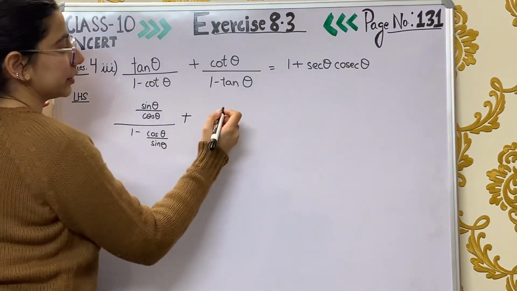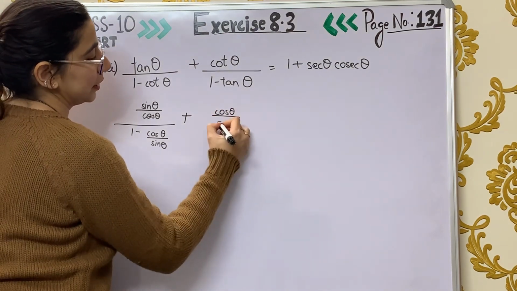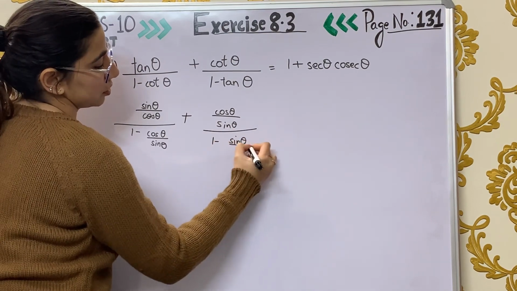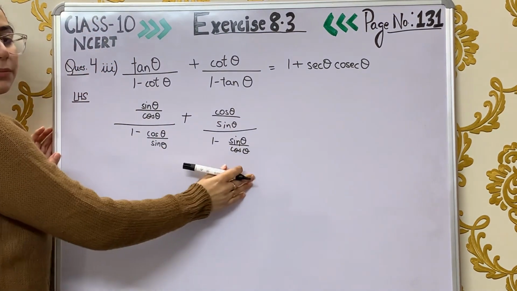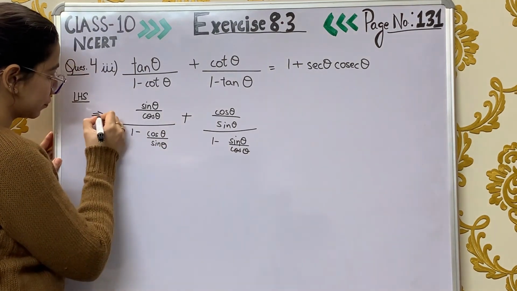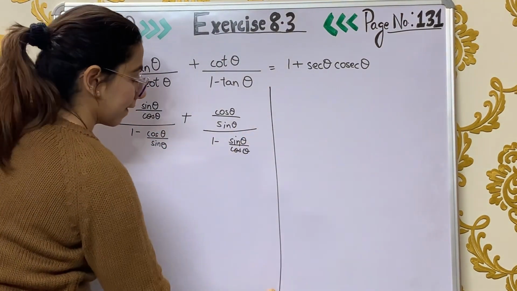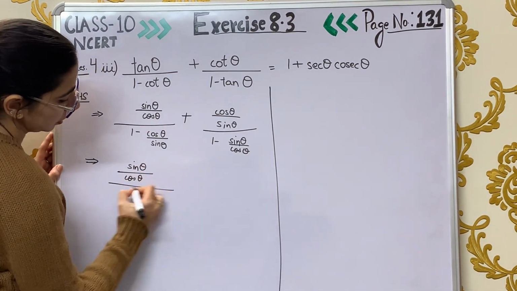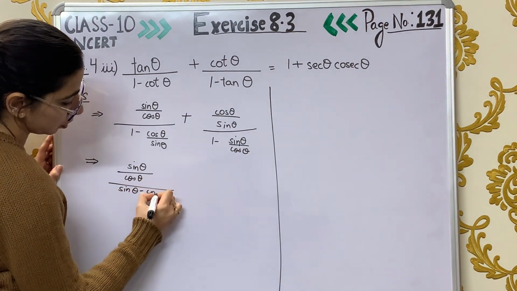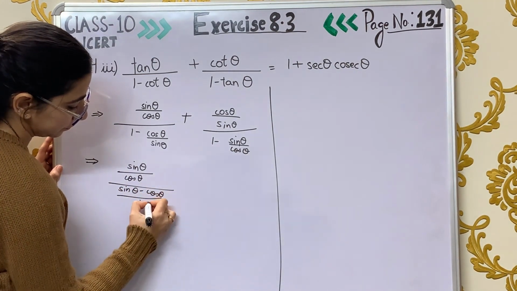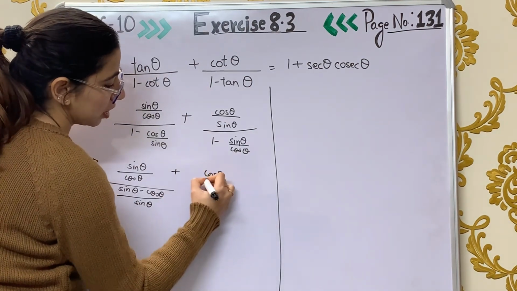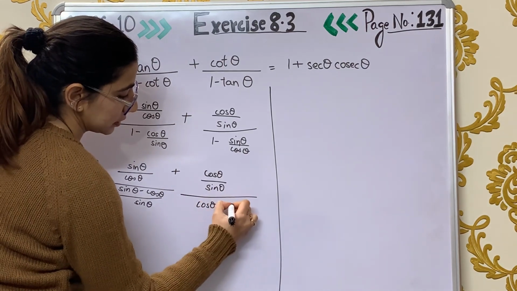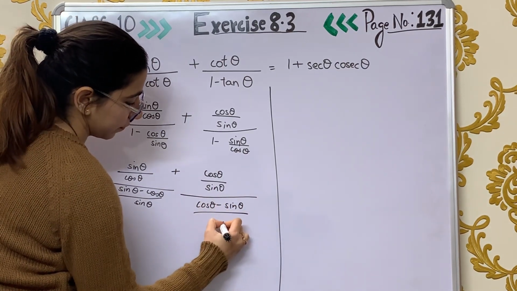Similarly, in this term, cot theta can be written as cos theta by sin theta, and tan theta is 1 minus sin theta by cos theta. Taking LCM in both the terms, we get sin theta by cos theta upon sin theta minus cos theta upon sin theta, plus similarly here cos theta upon sin theta upon cos theta minus sin theta upon cos theta.